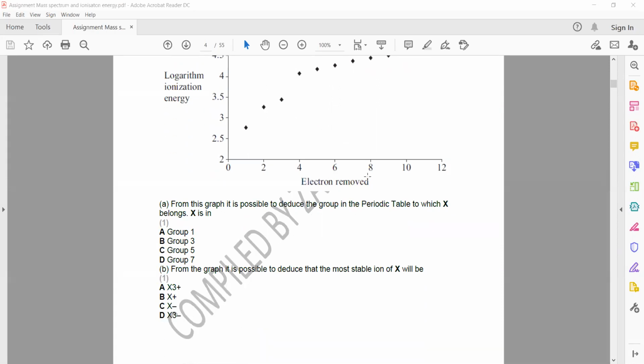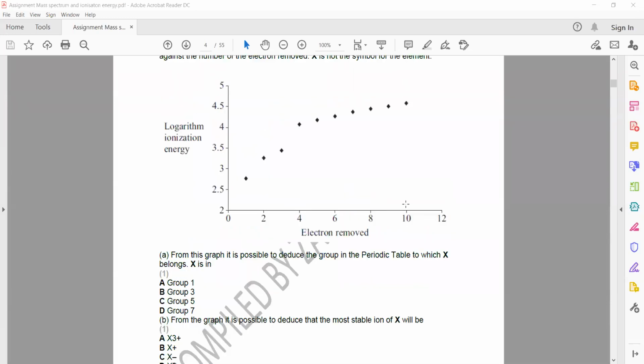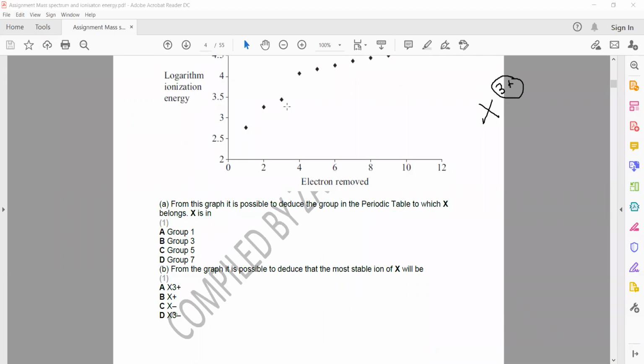From the graph, it is possible to deduce the most stable ion. So if it is a group 3 element, what will be the charge? Group 3 tends to lose electrons, because it's a metal. Group 3 tends to lose all of its valence electrons. So what will be the stable ion when they lose electrons? It will be X with a charge of 3 plus.